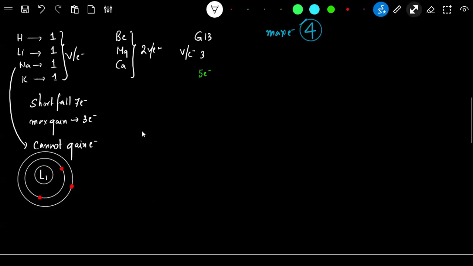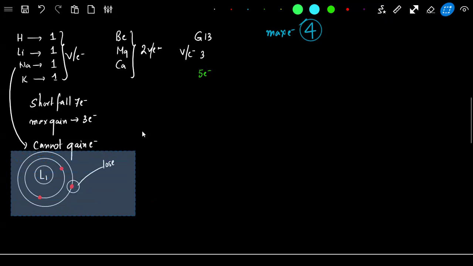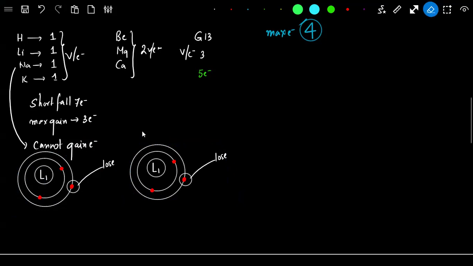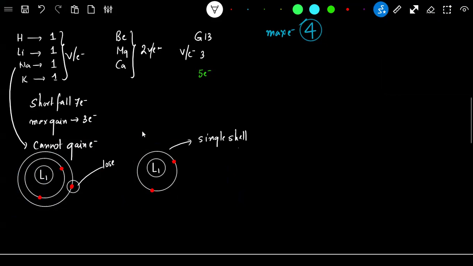So what lithium does is that this electron, lithium will lose this electron. It will lose this electron. Once it loses this electron, okay, see what happens. Let me clone this. So once it loses this electron, this electron is gone and this shell is gone. Now look, lithium has become what is known as single shell, and as a single shell the stability is given by duplet, and yes, it has a duplet.